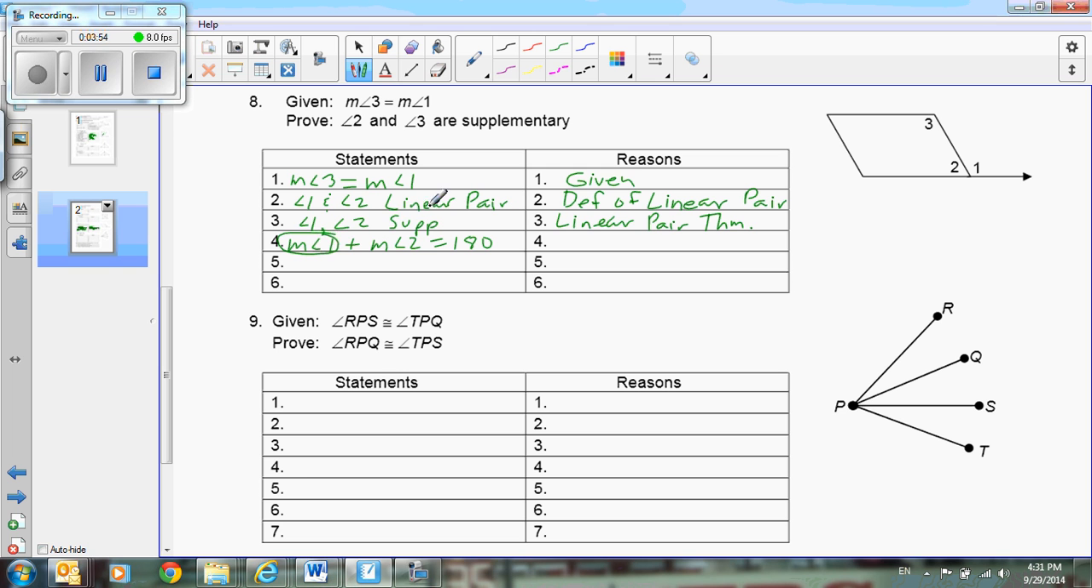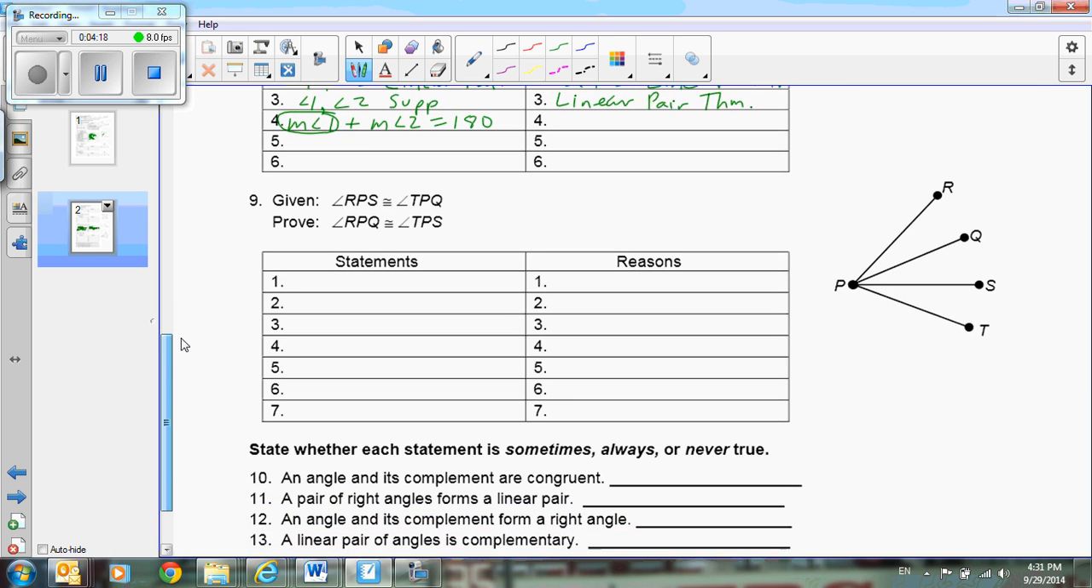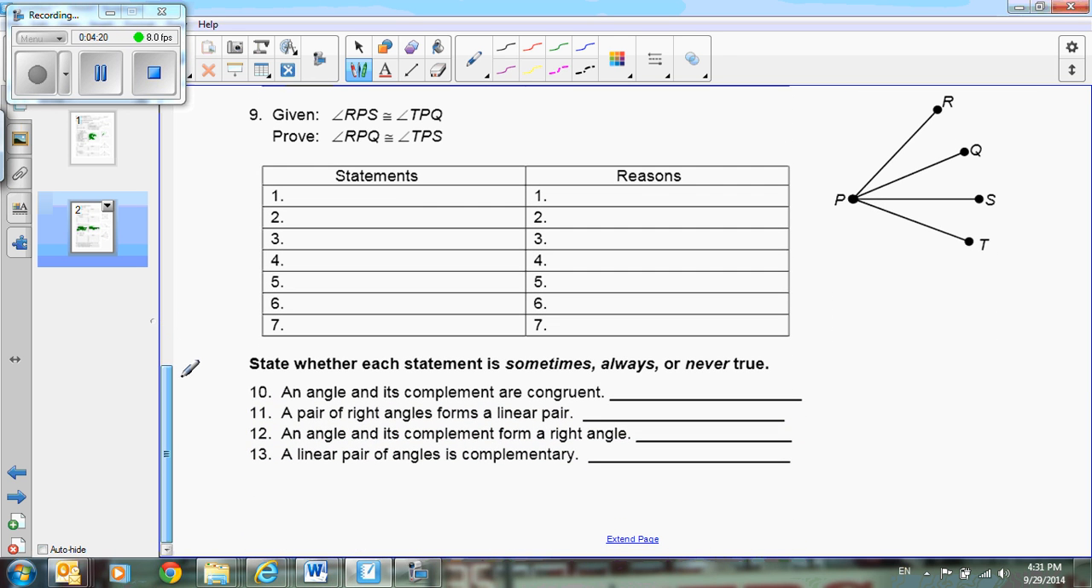And then once we have said in step 5 that the measure of angle 3 plus the measure of angle 2 add up to 180, then your last step will be to say that they are supplementary. Angle 3 and angle 2 are supplementary, and you can back it up with the definition of supplementary angles. All right, so you might want to pause the video right now and finish number 8. And then we're going to move on to number 9.